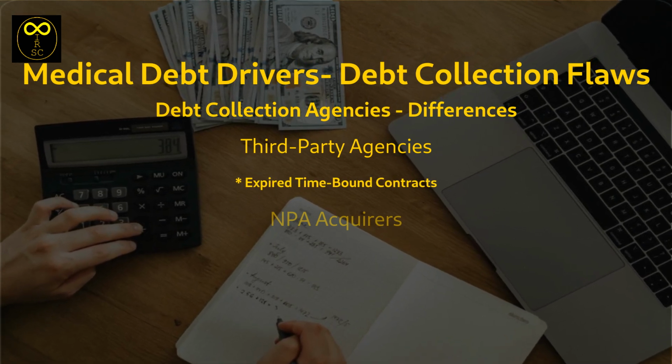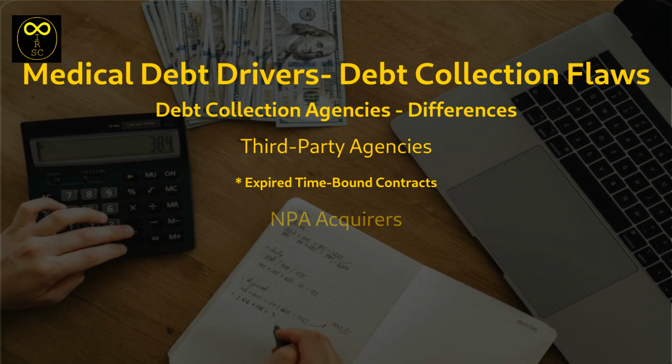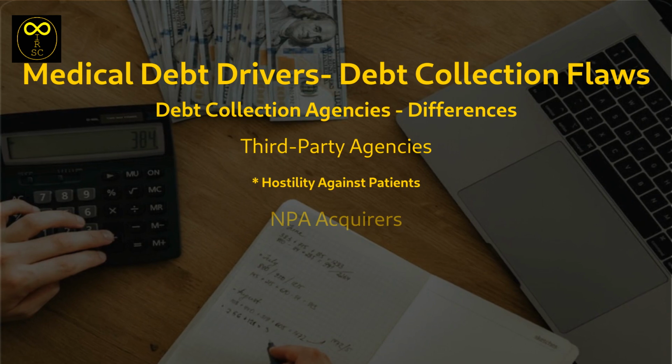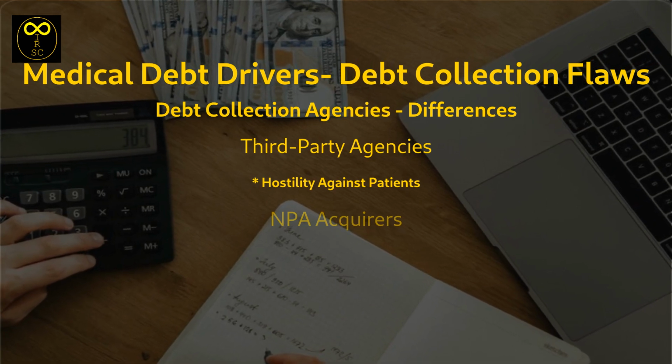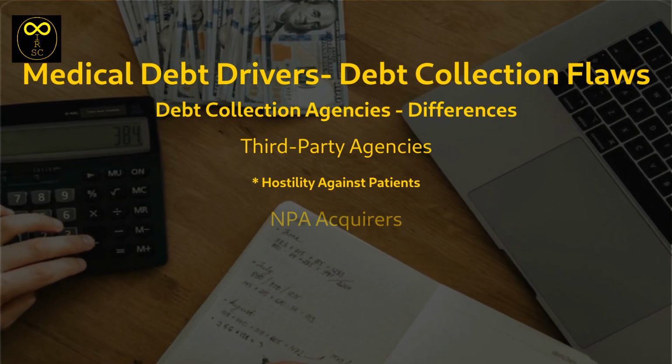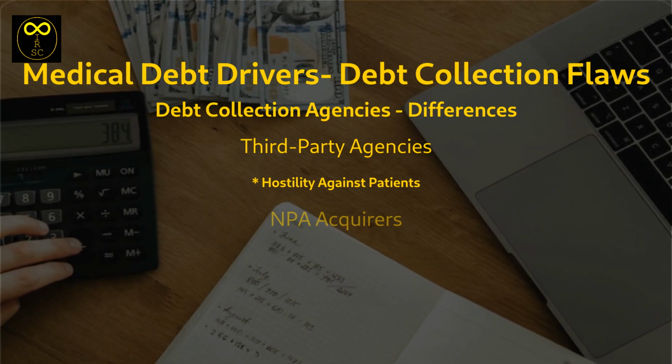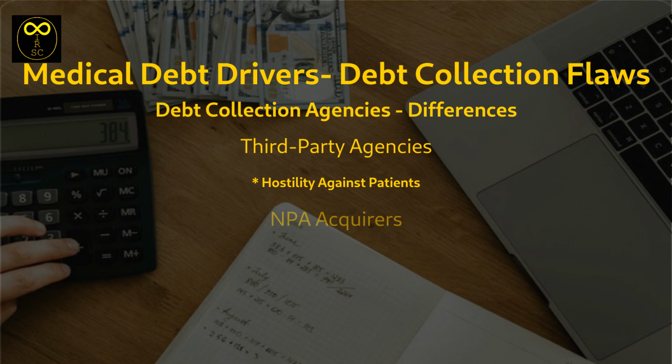Once the contracts expire, debts are returned to the hospitals who write them off or explore alternative avenues. The high-pressure and quick turnaround agreements between healthcare providers and contingency agencies are characterized by hostility towards patients as there's little incentive to negotiate with patients or forgive the debt.